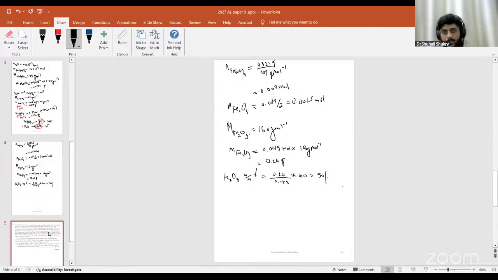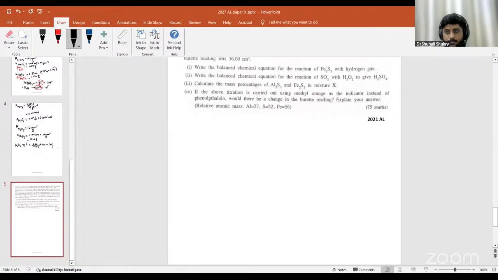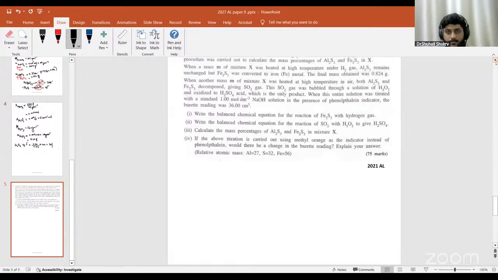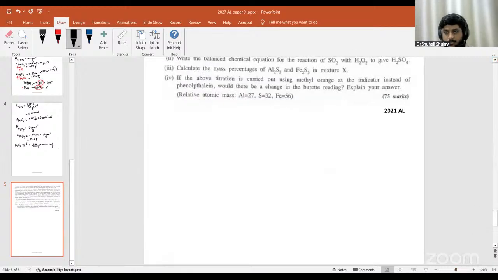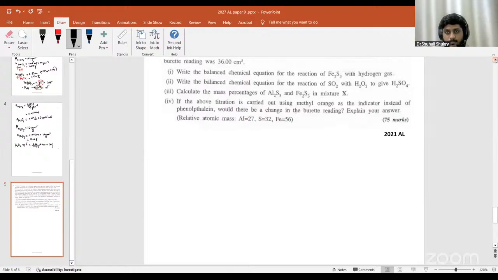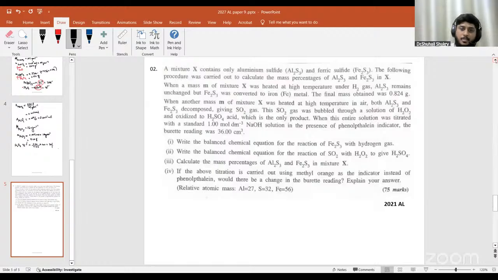Now see this part. This part I will give you the idea. A mixture X contains only aluminium sulfide and ferric sulfide.